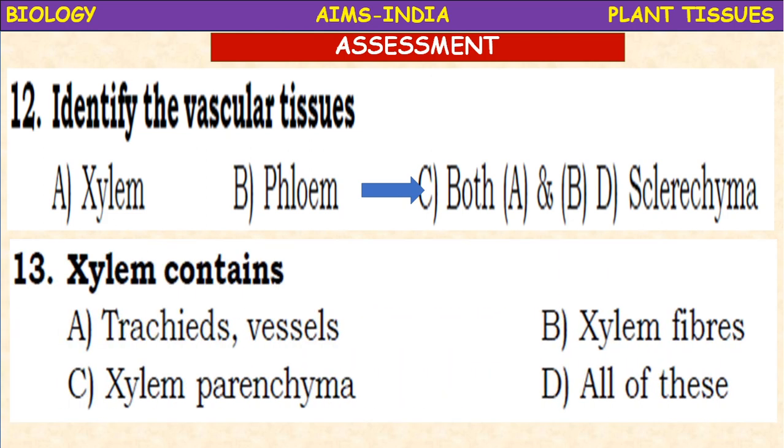Xylem contains, means what are the elements present in the xylem tissue? Xylem and phloem are complex tissues. What is a complex tissue? A tissue which is made up of different types of cells is called a complex tissue. So xylem contains xylem tracheids, xylem vessels, xylem fibers, xylem parenchyma. So all of these. You can write this in the form of xylem tissue is equal to tracheids plus vessels plus fibers plus parenchyma. Okay, shortcut.